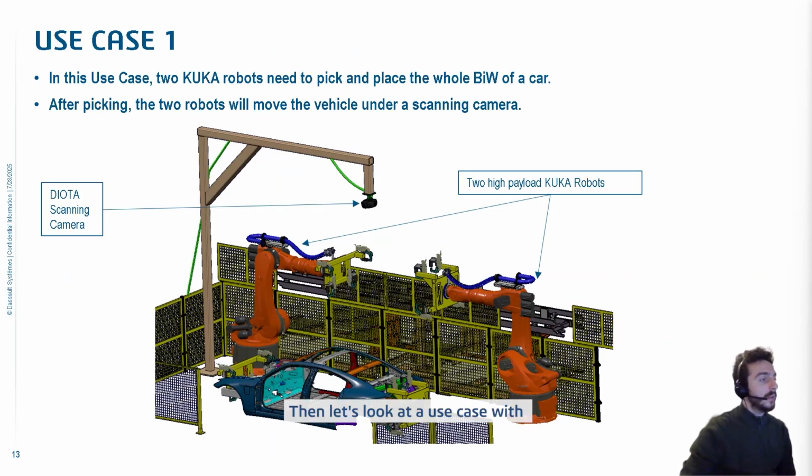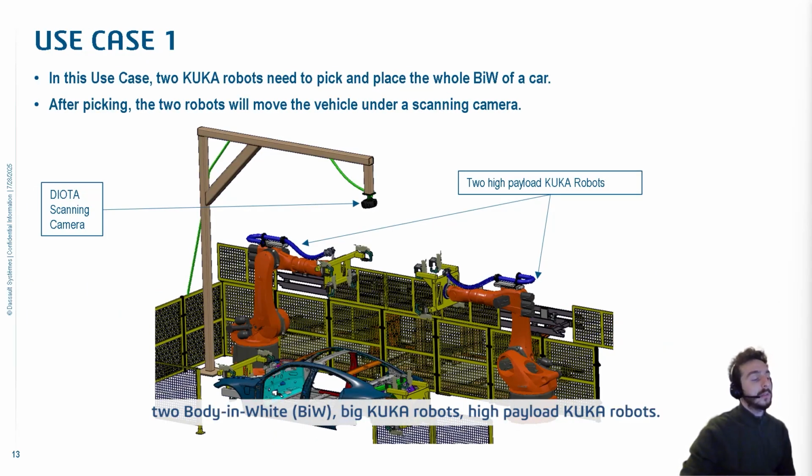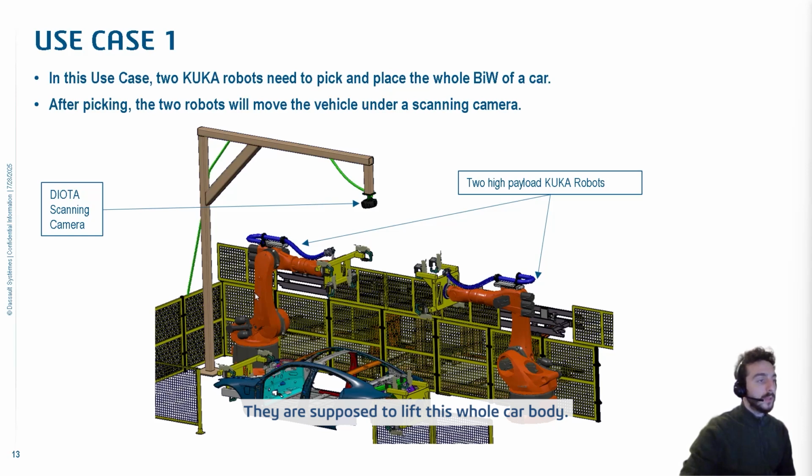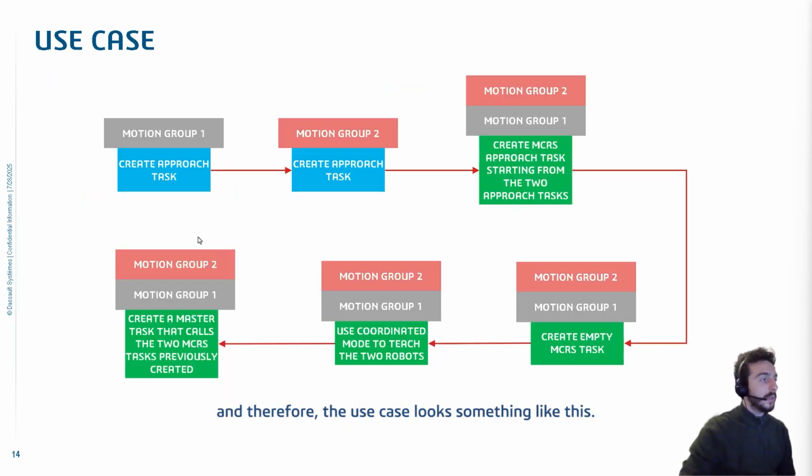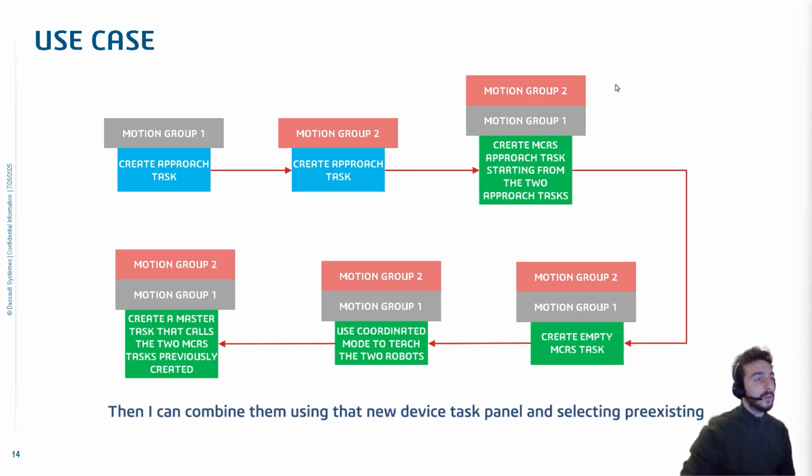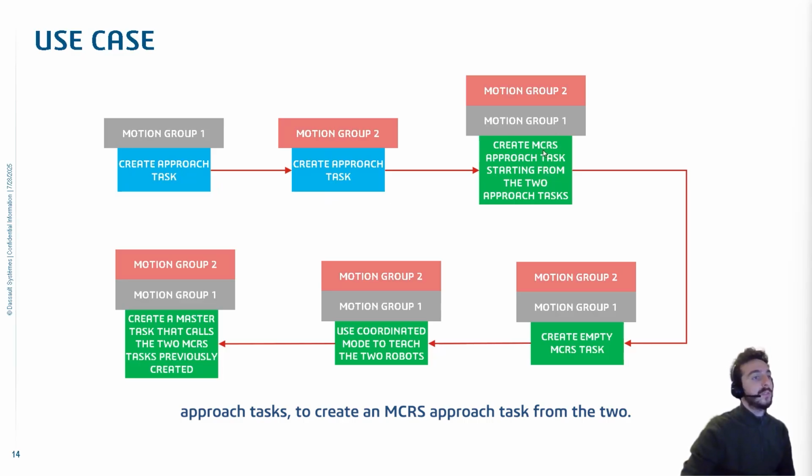Okay, then let's look at a use case with two body-in-white big KUKA robots, high payload KUKA robots. They are supposed to lift this whole car body. They have a gripper each, and therefore the use case looks something like this. I create an approach task for each of the robots. Then I can combine them using that new device task panel and selecting pre-existing approach tasks to create an MCRS approach task from the two.